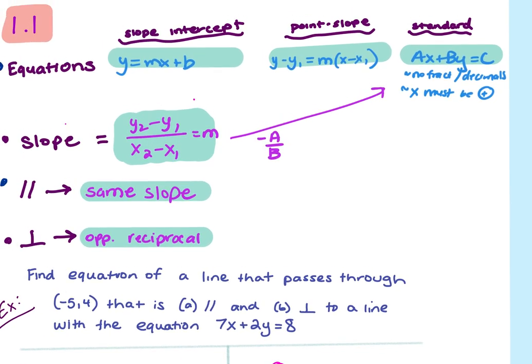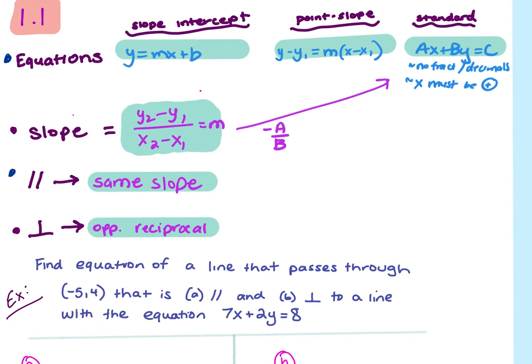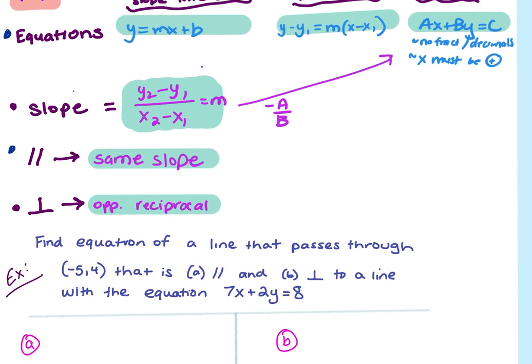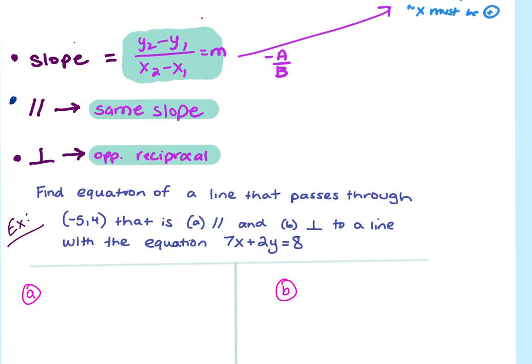So the kind of question that puts it all together is the one at the bottom here. Find the equation of a line that passes through (-5, 4) and is A, parallel, B, perpendicular to a line with the equation 7x + 2y = 8. And there's two parts. So A is where they're parallel and B is where they're perpendicular.